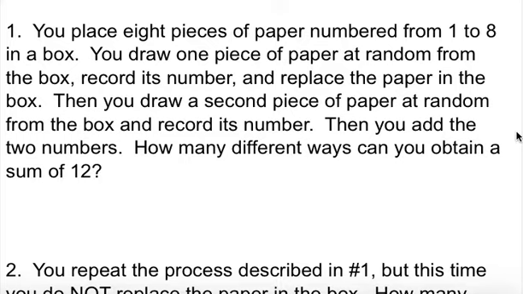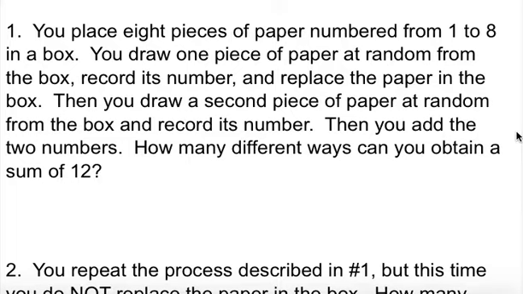So we are placing 8 pieces of paper, numbered 1 to 8, in a box. We draw out one piece of paper at random, write down the number, and then put the paper back, and then you're going to draw a second piece of paper and record its number, and then you're going to add the two numbers together. So how many different ways can you obtain a sum of 12?